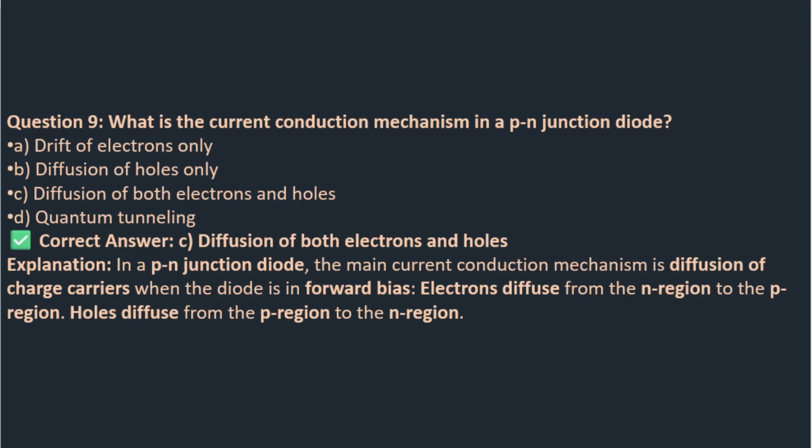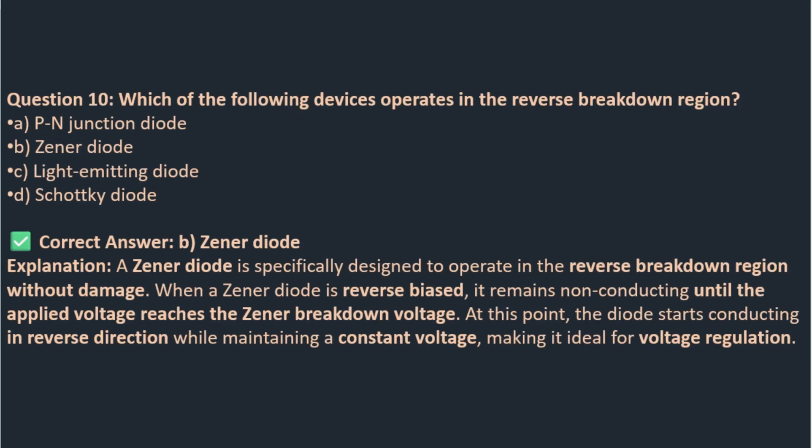Question 9. What is the current conduction mechanism in a p-n junction diode? Option A, drift of electrons only. Option B, diffusion of holes only. Option C, diffusion of both electrons and holes. Option D, quantum tunneling. Correct answer, C, diffusion of both electrons and holes. Explanation: in a p-n junction diode, the main current conduction mechanism is diffusion of charge carriers when the diode is in forward bias.